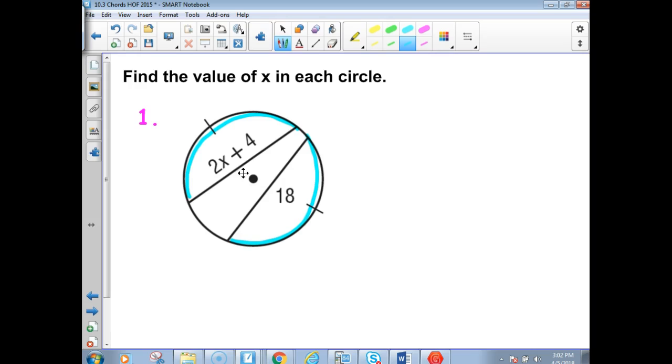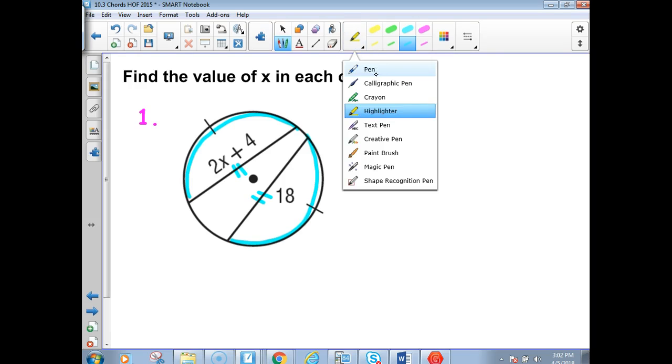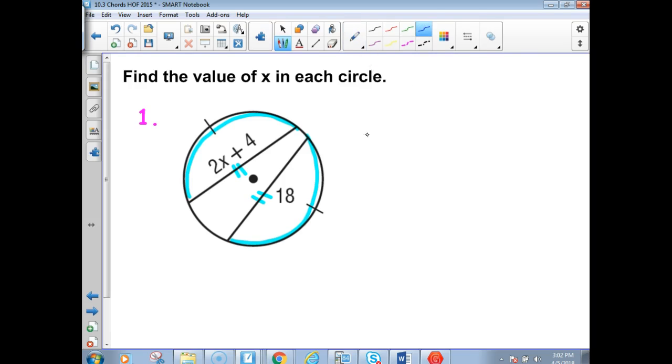My brain's going away from me. These chords would be congruent to one another because the arcs are. All right, there we go. 2x plus 4, we're going to set it up, equals 18, an equation to solve for x. Subtract 4, we got 2 times x is 14. Divide by 2, and we get x is 7.